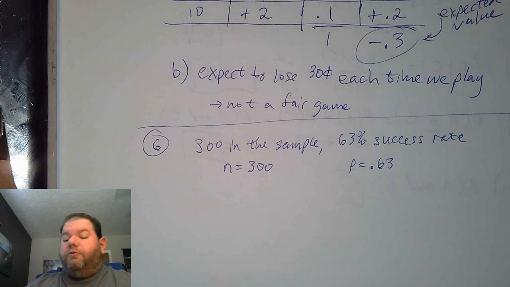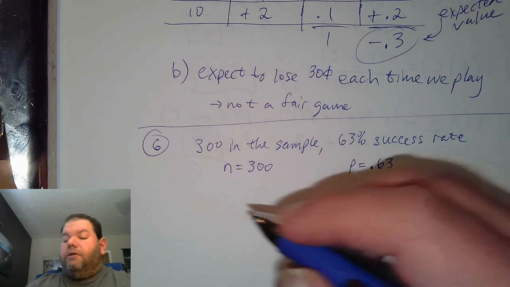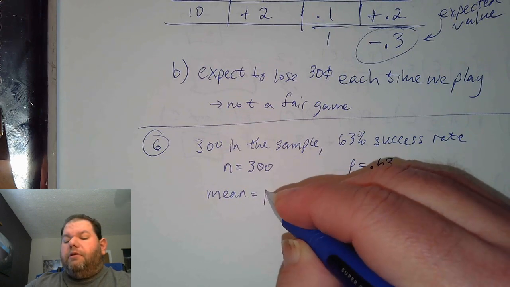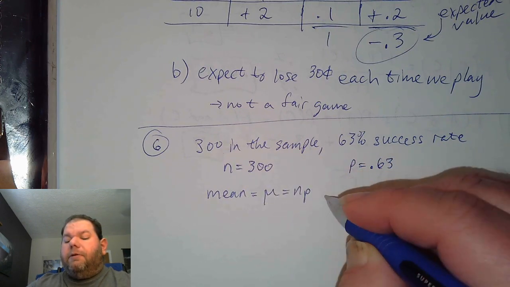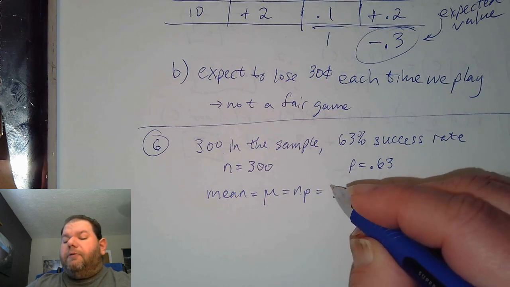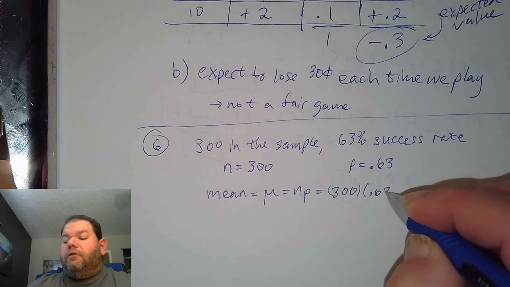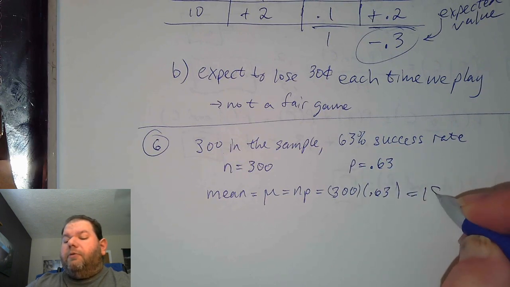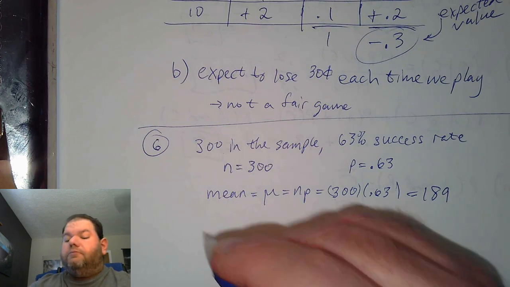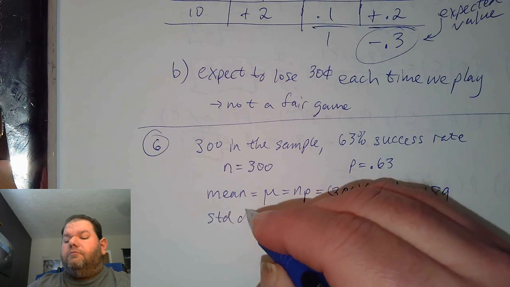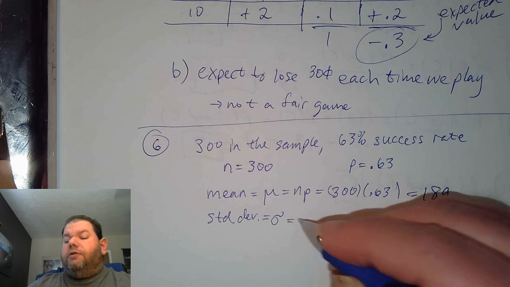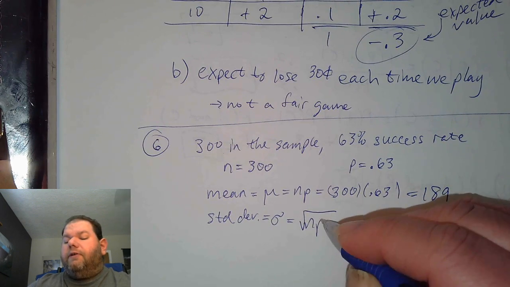Now, we want to find the mean. Now again, the mean, mu, we said was equal to n times p. So we would multiply 300 times 0.63. And that comes out to be 189. And for the standard deviation, we know the square root of n times p times q.